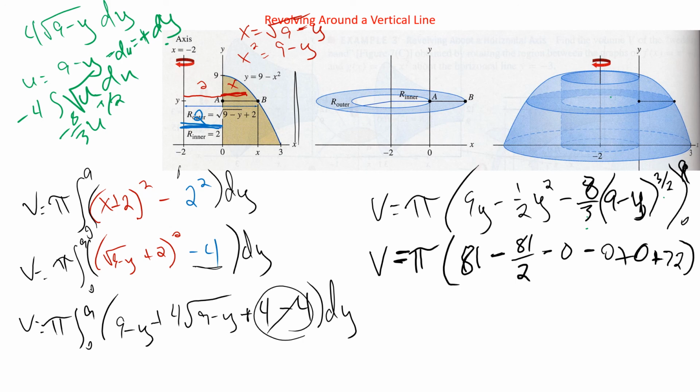We can make common denominators of 2 if we want. And so we'd have 162 minus 81 plus 144 will give us a volume of 225 pi over 2, which is about equal to 353.43.